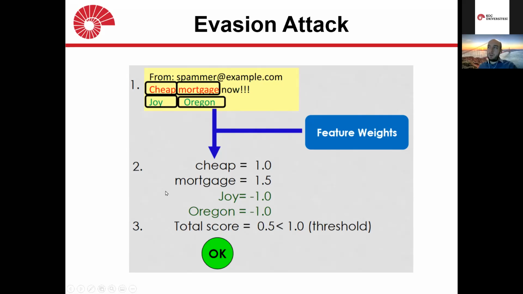So this is an example of how you can add some text to spam emails to evade being detected by a machine learning based spam detector.